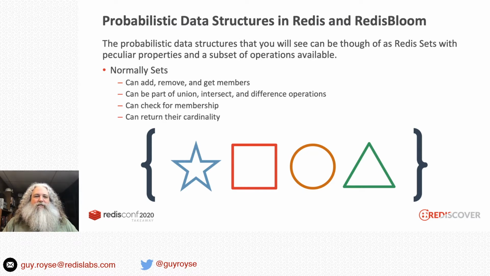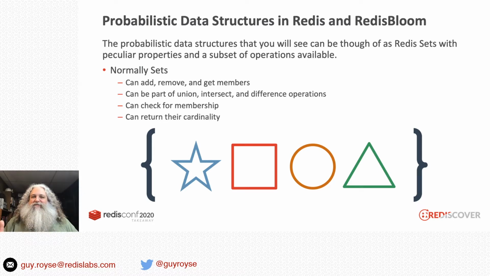I could take the set and union it with another set, or intersect it, or do difference operations and find out what's different between the two sets or what they have in common, or just make a superset of them all. I can check for membership. I can say, is that square in the set? And I can get the cardinality of the set. I can say how many items are in the set.